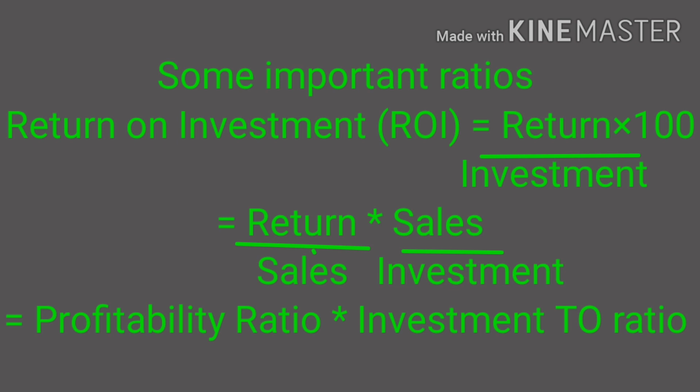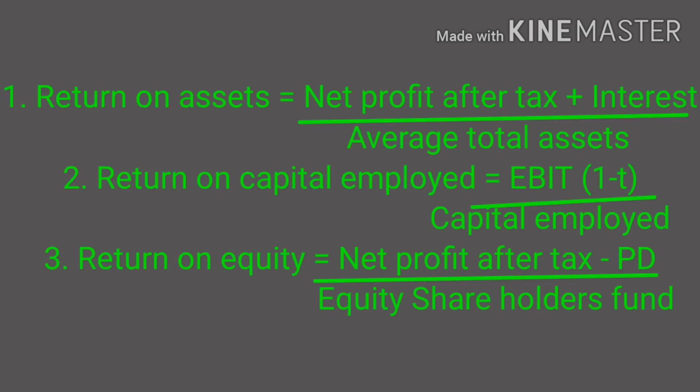The concept of investment varies and there are three different ratios under the return on investment, that is return on assets, return on capital employed and return on equity. Return on assets is equal to net profit after tax plus interest divided by average total assets. Here interest is added back because assets are also financed by the lenders. So the return to the lenders is also part of the return.